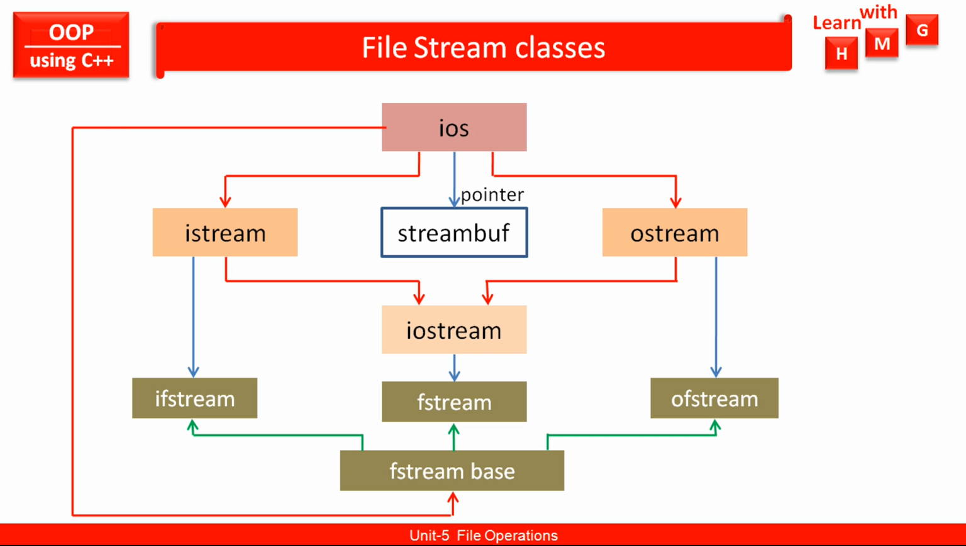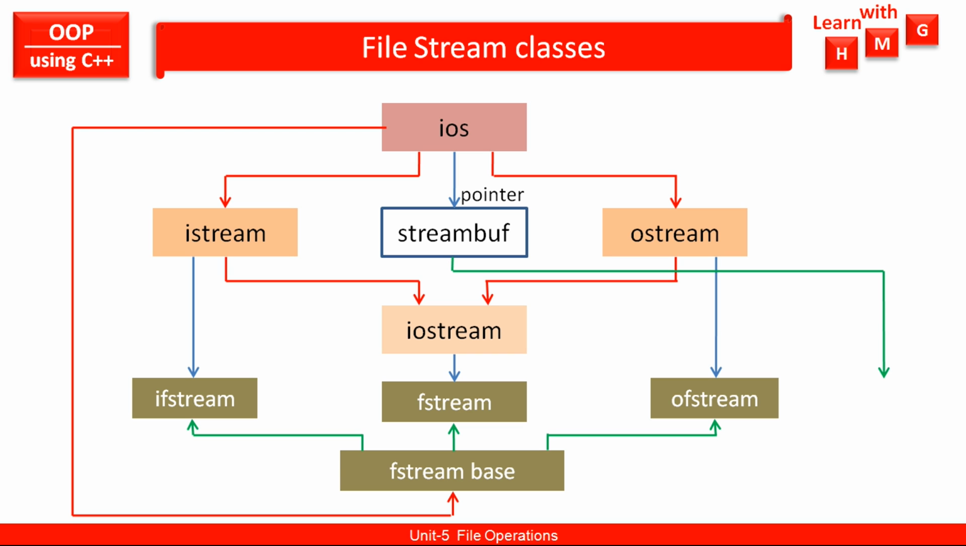So in this hierarchy of classes you can see that the first main class is the iOS class, then the iStream class, OStream class and fstream base class. From iStream and fstream base, ifstream is derived. From OStream and fstream base, ofstream is derived. From iStream and OStream, IOStream is derived, and from IOStream and fstream base, fstream is derived. So like this various inheritances are implemented here to form this hierarchy of classes.